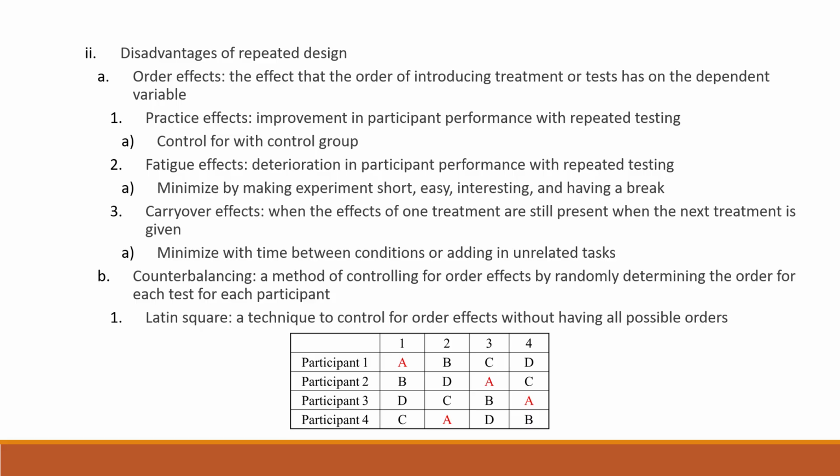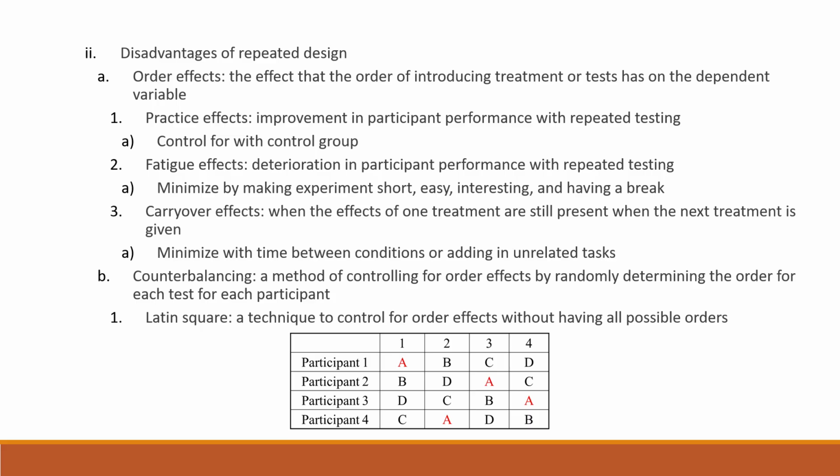But this can get complicated when there are many conditions. Say, in addition to mindfulness and therapy, you also want to look at massage and physical activity. That's 4 groups. There are 24 different orders in which someone can experience these interventions. And that is too many conditions to keep track of. Instead, we would use a Latin square, which is a technique to control for order effects without having all possible orders. You would make it so each condition appears in each ordinal position.